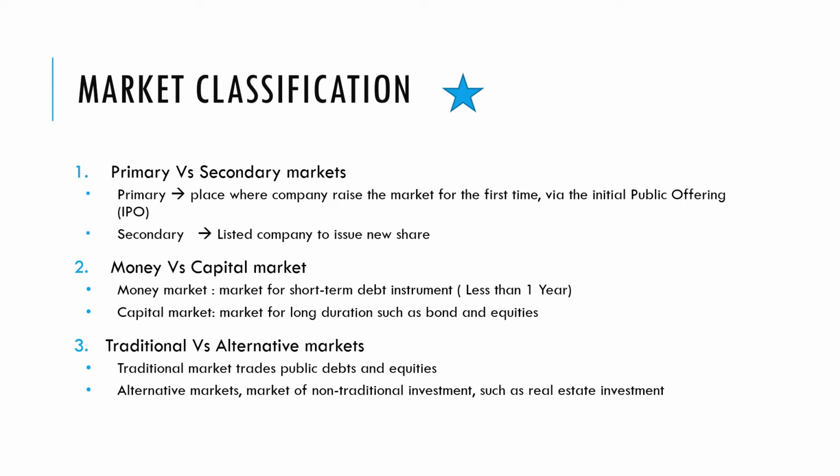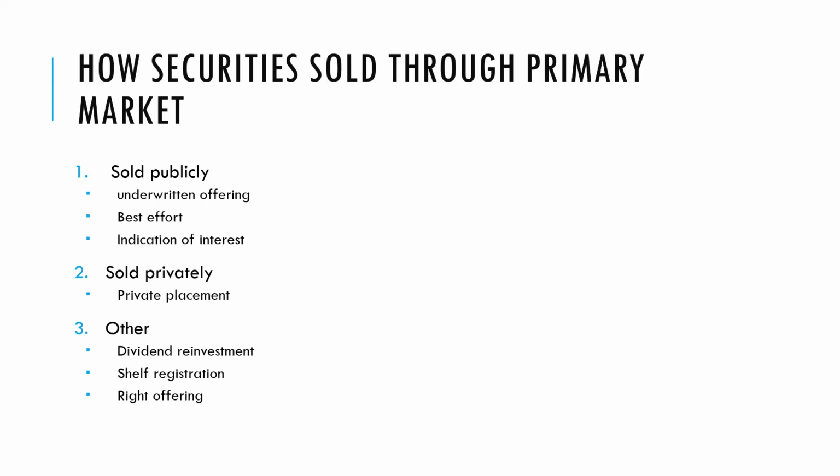Traditional market refers to conventional investment instruments such as the equity market and the bond market. Alternative market refers to all others, such as real estate investment. Equity shares can be sold publicly, privately, etc. Private placement is to sell the shares to qualified investors. To be a qualified investor, the investor needs to fulfill at least some of the criteria, such as net worth.